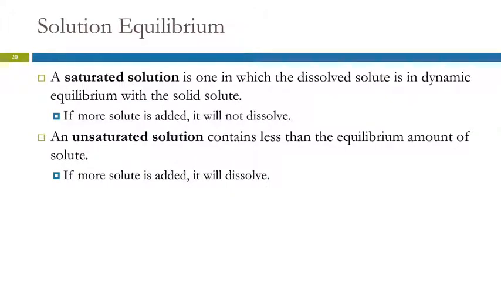When we achieve a dynamic equilibrium like that, that's a saturated solution. So we have dissolved solute in equilibrium with the solid state. If you add more solute, it will not dissolve because the solution is already saturated with solute. If you have an unsaturated solution, that contains less than the equilibrium amount. And so there would not be any solid present, and if you added more solute, it would dissolve until it reached a saturated solution.